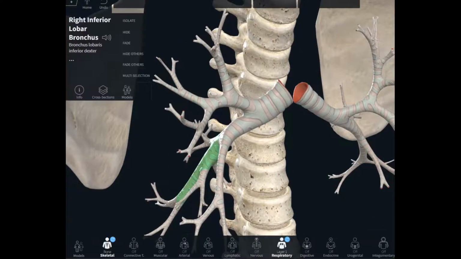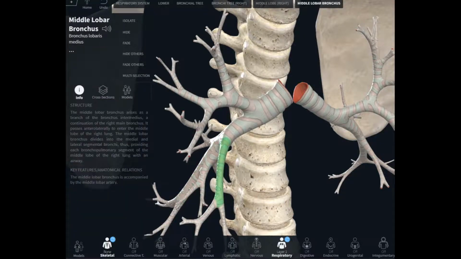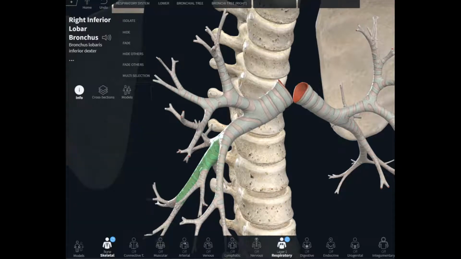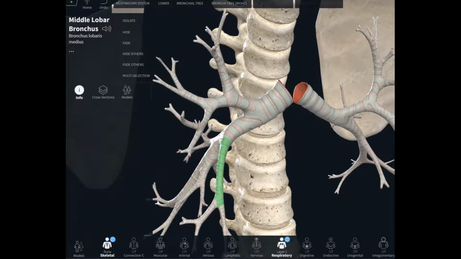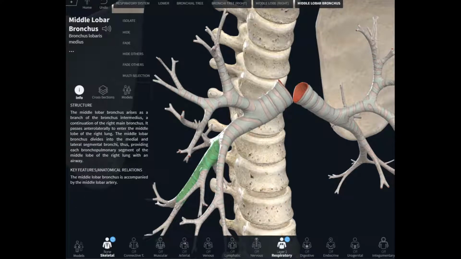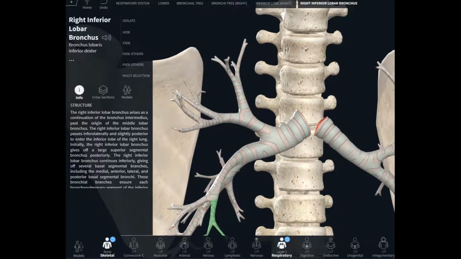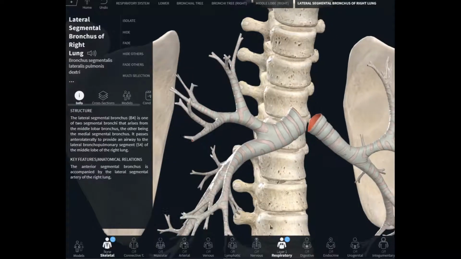What we can see here is that this gives rise to the medial lobar bronchus and the inferior lobar bronchus. So the intermediate gives rise to two lobars, giving us three in total: the superior lobar, the medial lobar, and the inferior lobar. The medial lobar gives rise to segmental bronchi, which are smaller divisions of the lobar bronchus.